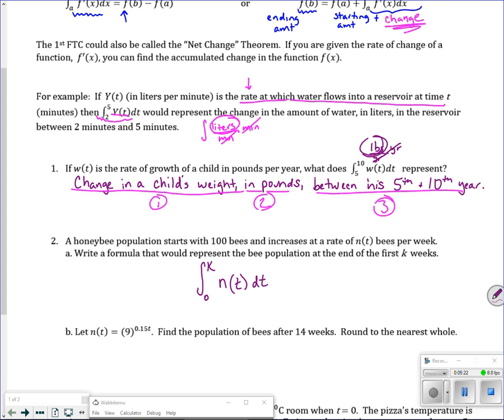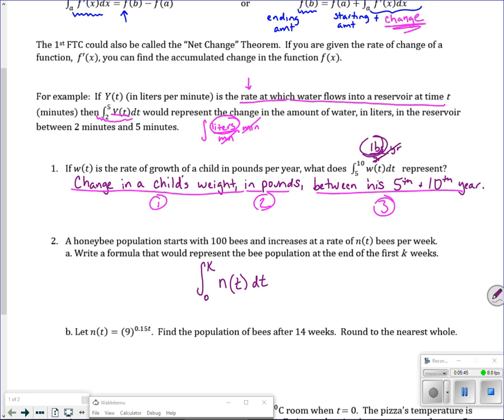No, it doesn't give me the number. An integral is the accumulation of change. That integral gives me the change in the number of bees. So let's say I got a number, and I'm just making this number up, let's say 200 for that. That doesn't mean there's 200 bees after k weeks.